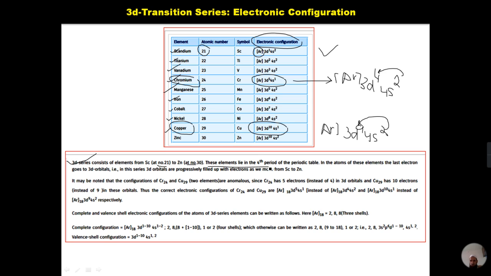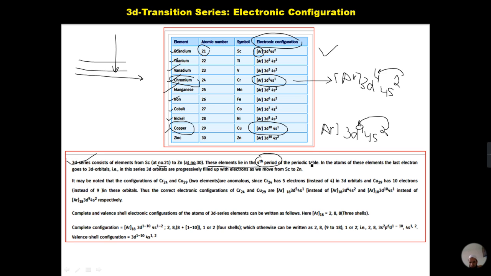We know that in your periodic table there are two things: period and group. Period means we go from left to right, and group means which goes from top to bottom. We know that there are periods in the periodic table. Now this follows in the 4th period. The transition series, that is 3D, is present in the 4th period of the periodic table.